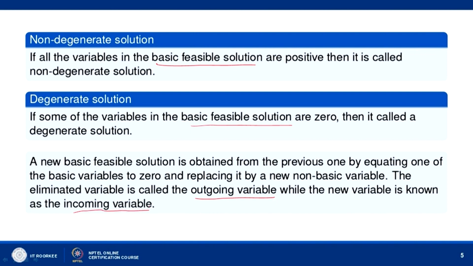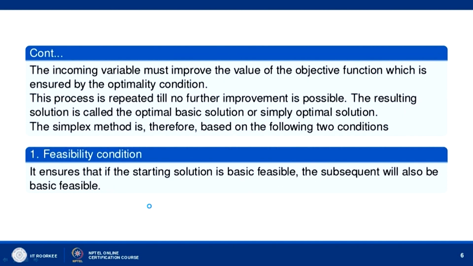So, to obtain a new basic feasible solution, we equate one of the basic variables to 0 and replace it by a new non-basic variable. The eliminated variable is called the outgoing variable. The new variable that comes in is called the incoming variable. The incoming variable must improve the value of the objective function, which is ensured by the optimality condition. The process is repeated till no further improvement is possible. The resulting solution is called the optimal basic solution or simply the optimal solution.